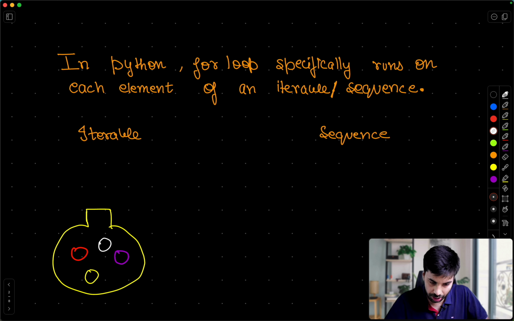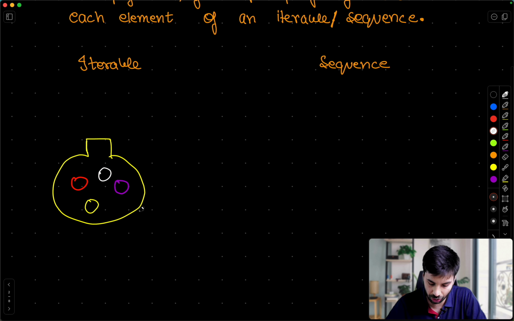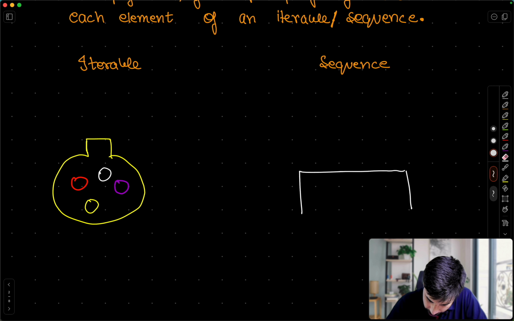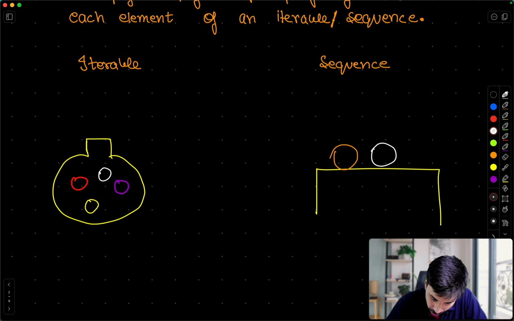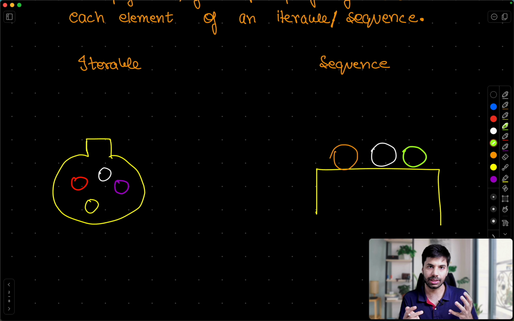In contrast to that, let me use the yellow pen only. Let's say all these are kept on a table in a particular sequence. This is the first ball, this is the second ball, and this is the third ball. Now you can say, give me the second ball, and I'm sure that I'm going to give you the white ball. So this is the major difference between an iterable and a sequence.